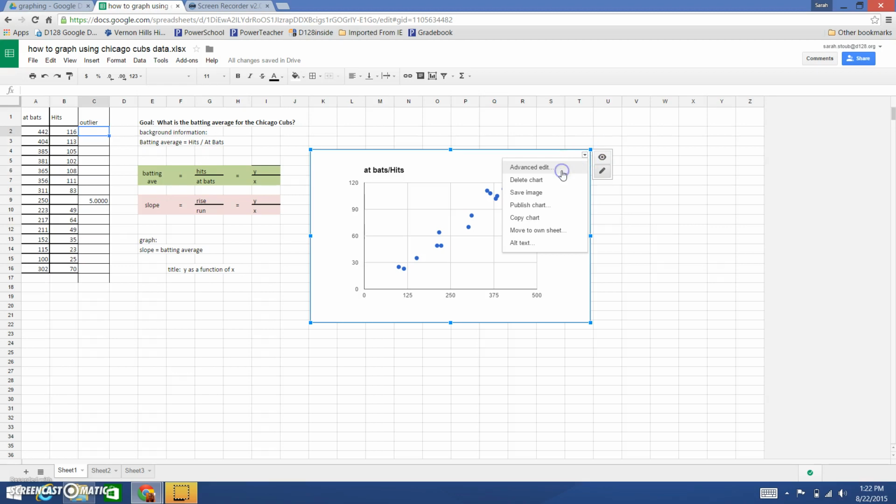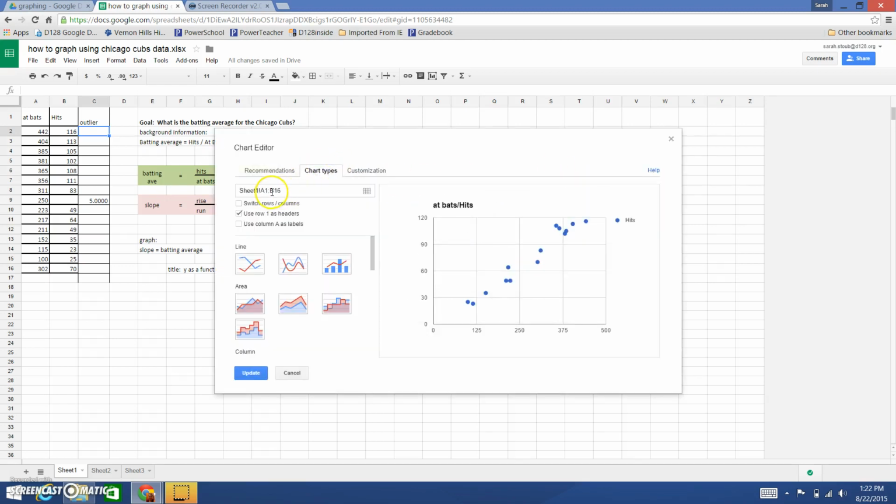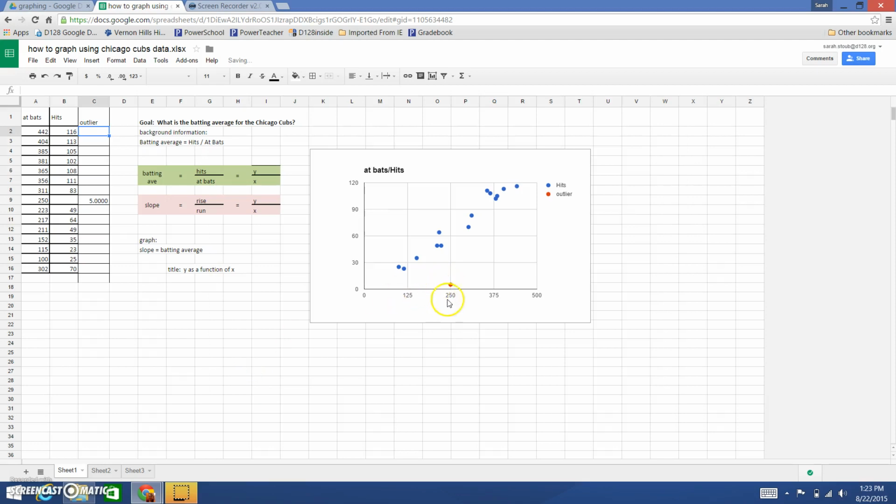So let's go to my advanced edit. I've got to include my outlier dot. If you go back to your chart types, you'll see that my chart is only going to be charting anything in column A and column B. So it hasn't looked at anything in column C yet, which is where my outlier is. So I'm going to put in column C. So now it's taking everything in a box from A2 all the way to the corner of C16. Give that an update, and there you can see that the outlier is in there. And in fact, since I labeled the column, it's called the outlier.